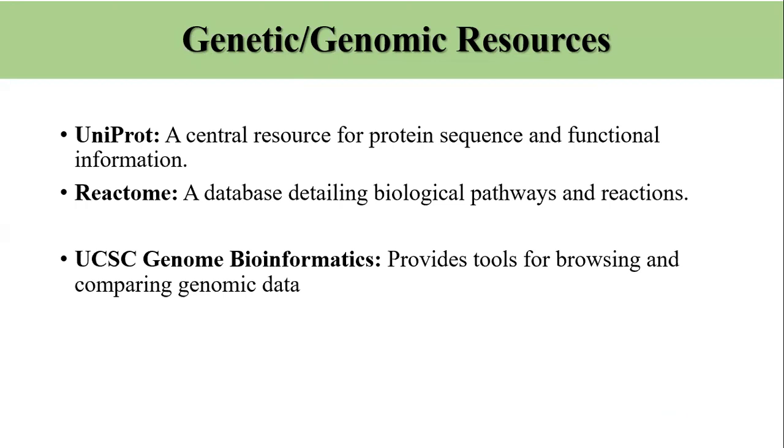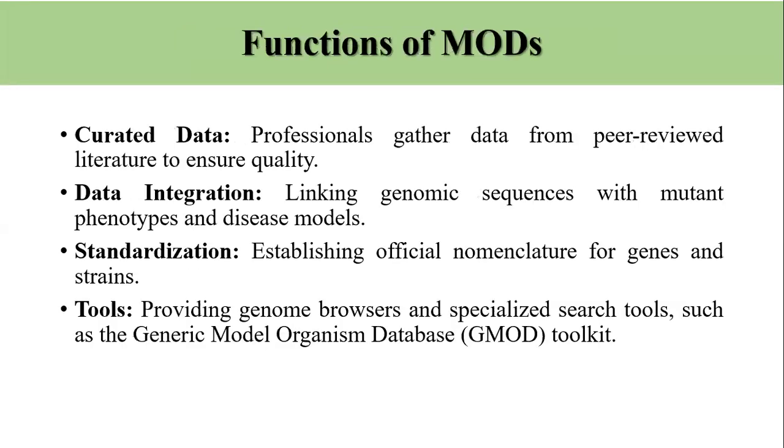Actually, these are very important to store the data. And these are actually the databases where we store the data of model organisms, like UniProt, a central resource for protein sequence and function information. Reactome is a database that stores biological pathways and reactions. And UCSC Bioinformatics provides tools to browse and compare the genomic data of different organisms.